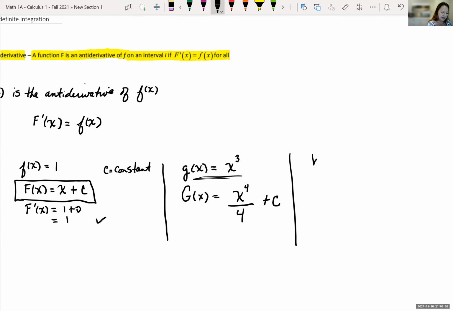Let's say we had h of x, and I don't know, let's say we had 2x to the 5th plus the square root of x minus 2. So could we figure out what we could take the derivative of to get that h of x back?